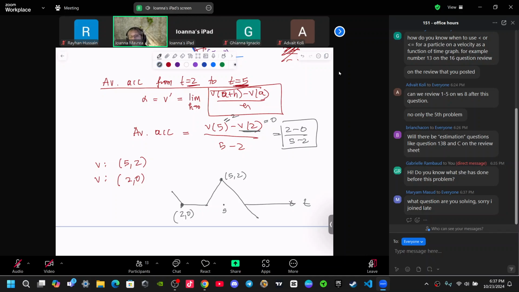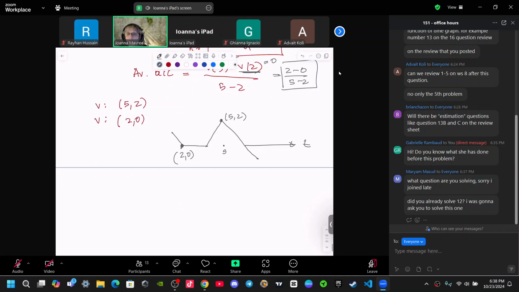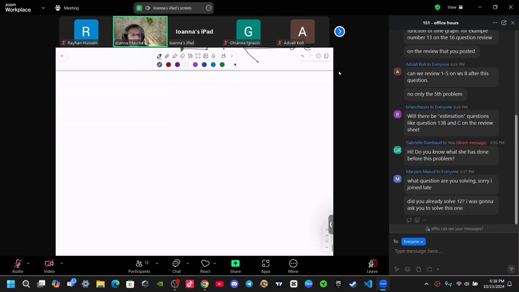Number 15. In the last, updated one, I updated because I had one more problem at the end. That's a good problem. All of those are good problems. We should do all of them. No, I don't even know what 12 is.